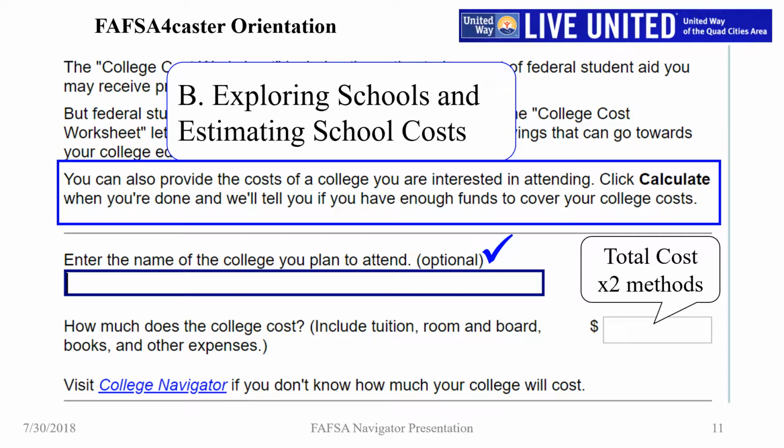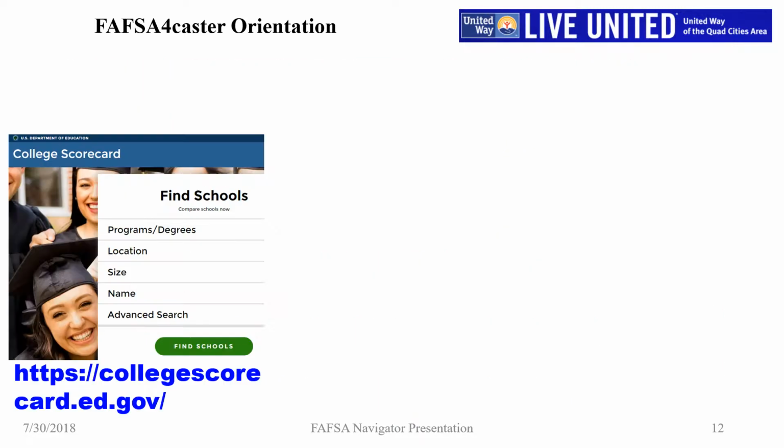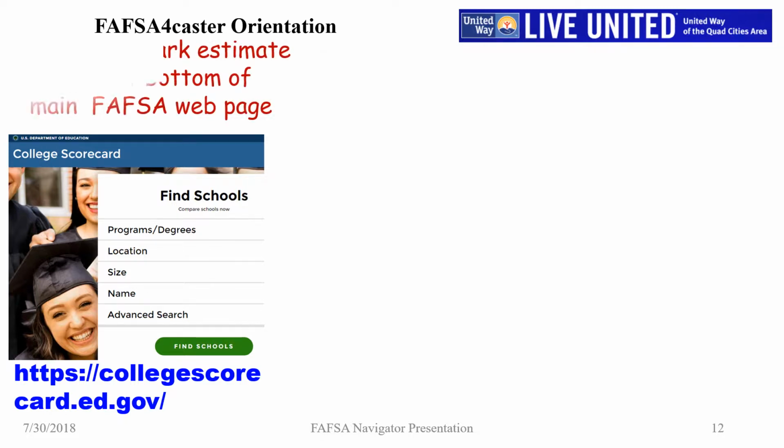I'll offer up two methods to estimate these costs. One is very simple, and the next is progressively more complex, depending upon your desires at the time. The first method is a very simple ballpark estimate provided at the website College Scorecard. The web address is as shown on the screen. It may also be accessed at the bottom of the main FAFSA webpage.